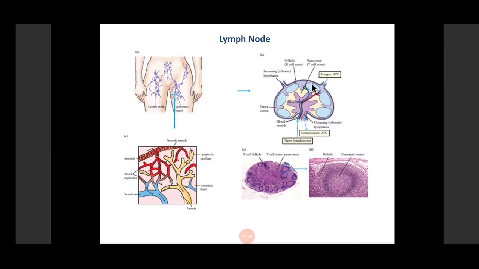So just to show this bean-like structure, you've got this paracortex over here, which is a T cell area. After that we've got the cortical area. This is the cortex, which is the B cell area. This is the histology of it, and all of these will be discussed in more detail in your anatomy and pathology classes. So I'm just going to give you an overall picture, not the details of the histology at this point.